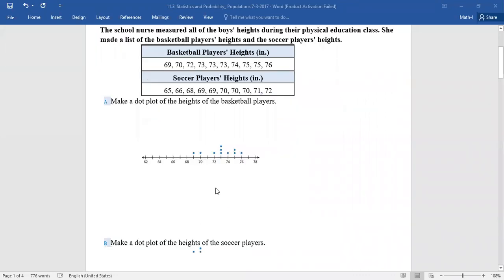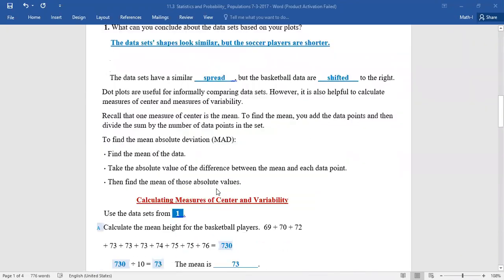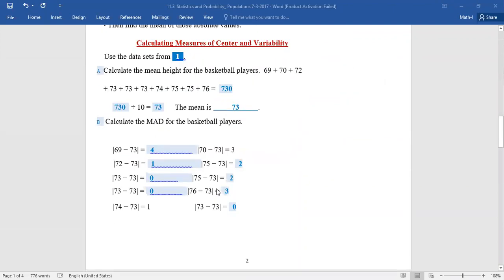No. Okay, then we will go back to the new part which we were talking about, which is calculating measures of center and variability. And the new part today is talking about MAD. So we want to know what MAD is. Do you know what MAD is? No. Okay, so MAD, we will talk about the mean absolute deviation.